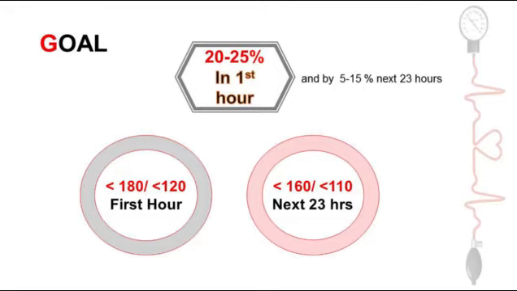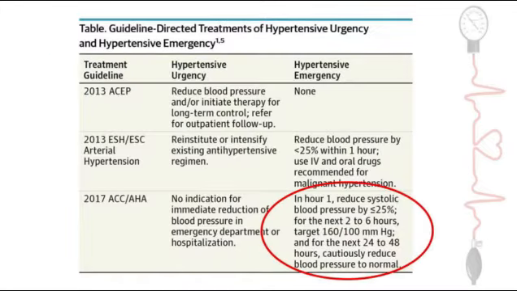So what is the goal of the treatment of hypertensive emergency? It is a reduction of a blood pressure 20 to 25% in the first hour. So in other way, we can say that in the first hour, we need the blood pressure less than 180, and in the next 23 hours, we can decrease it less than 160. So this is the main goal of the treatment of hypertensive emergency in general. This is the guideline that say the same thing that what I mentioned.